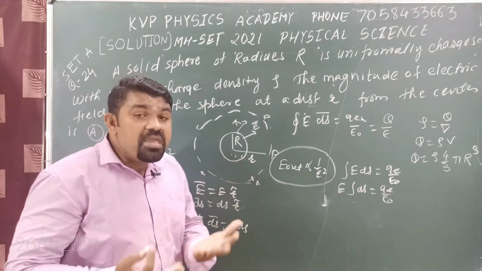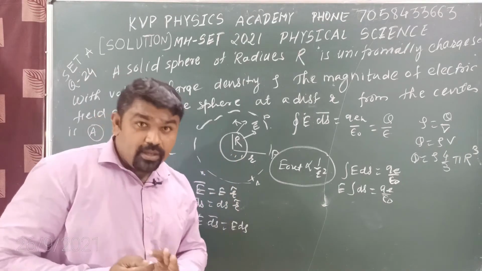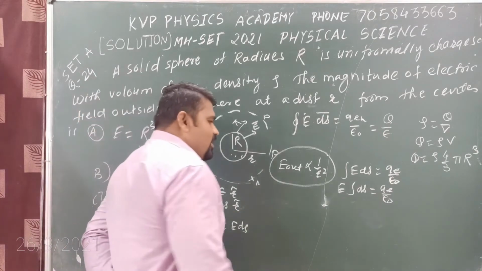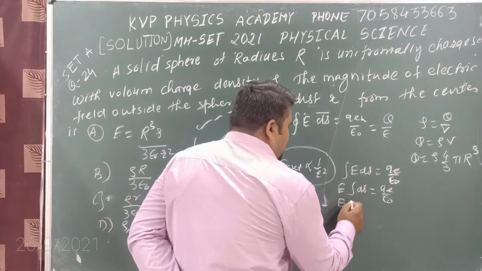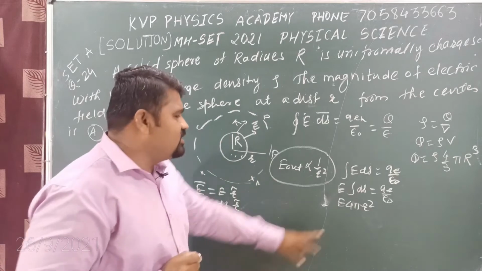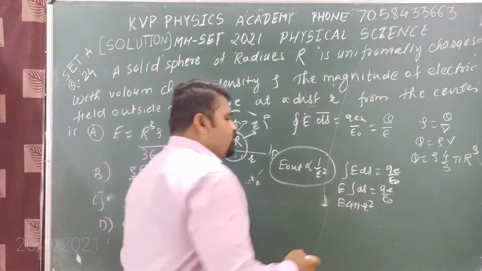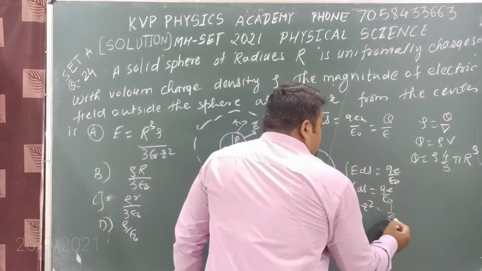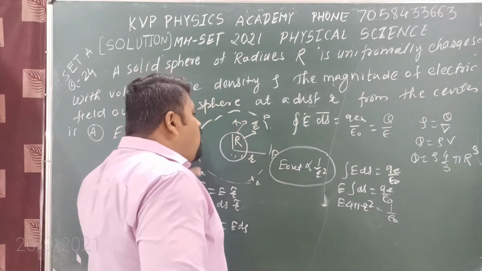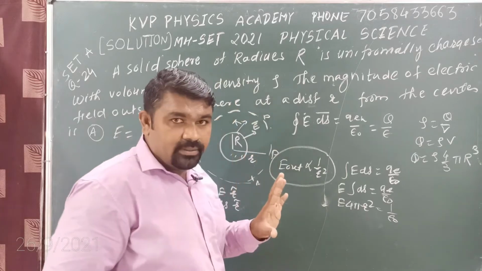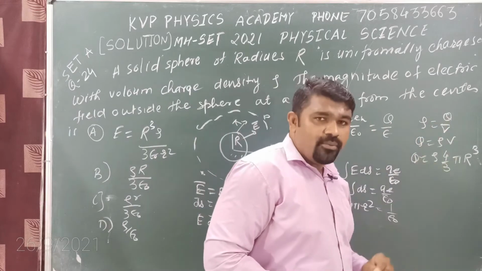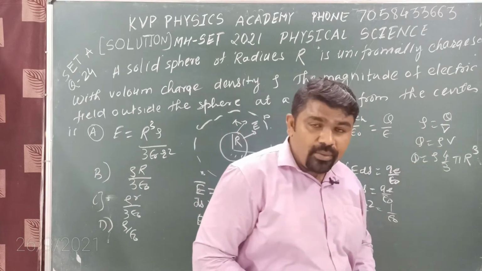Now the system is a sphere, and for a spherical system the area is simply 4 pi r square, where small r is always the Gaussian radius. Hence E into 4 pi r square equals q upon epsilon naught. Here there is no need to take integration, because all the charge is enclosed by this Gaussian. Hence rho equals q upon V, which means q equals rho V.